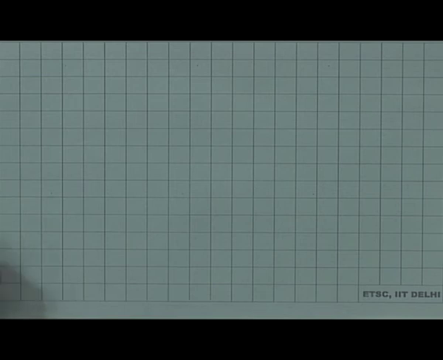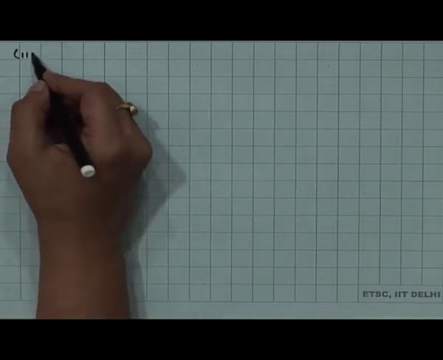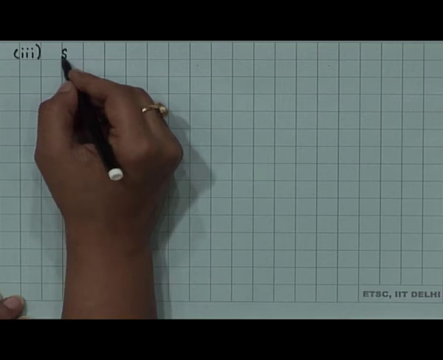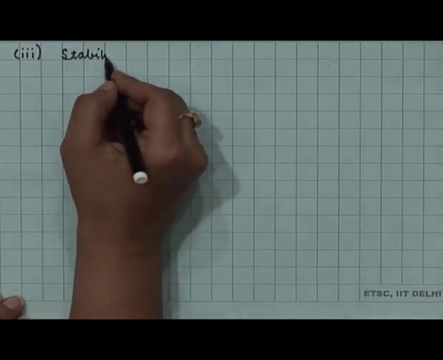Okay. The third parameter which decides the migratory aptitude is the stability of the cyclic intermediate.